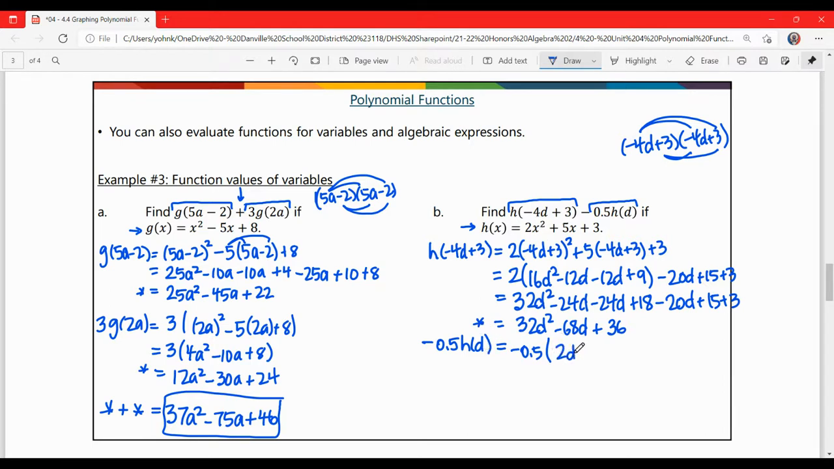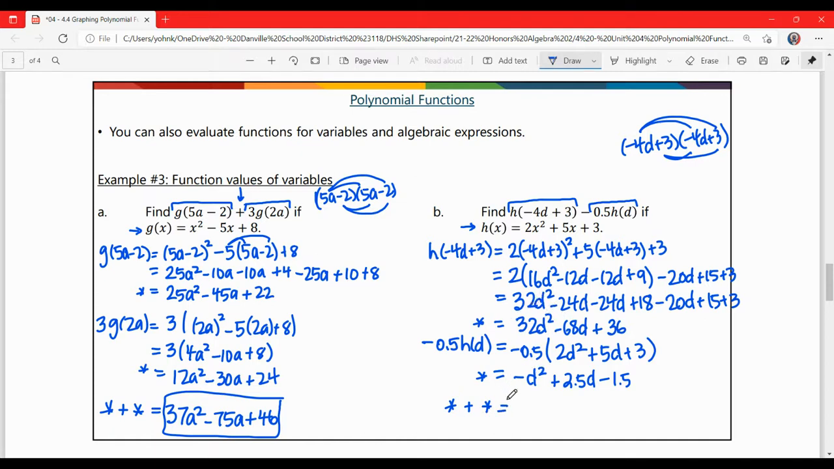So we get 2d squared plus 5d plus 3. Look how nice this is. All we have to do is distribute. Negative 0.5 times 2d squared is negative d squared. Negative 0.5 times 5d is negative 2.5d. And negative 0.5 times 3 is negative 1.5. Put a star by it. So now I'm going to add my stars.